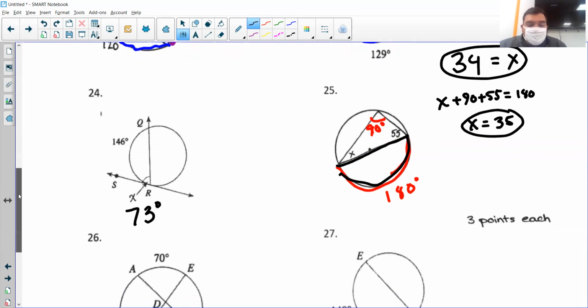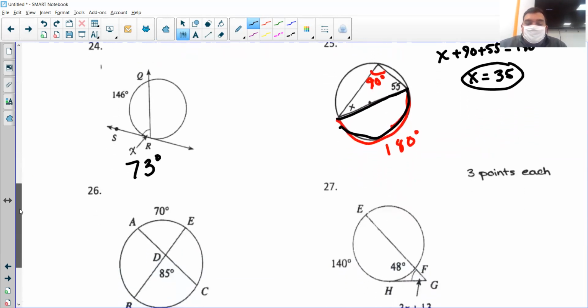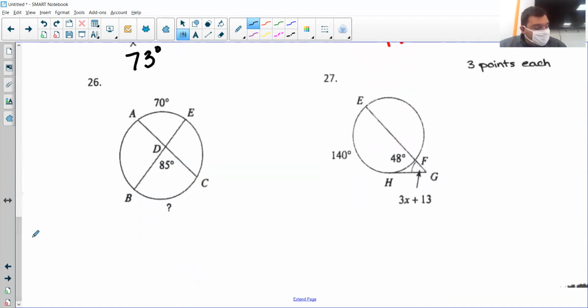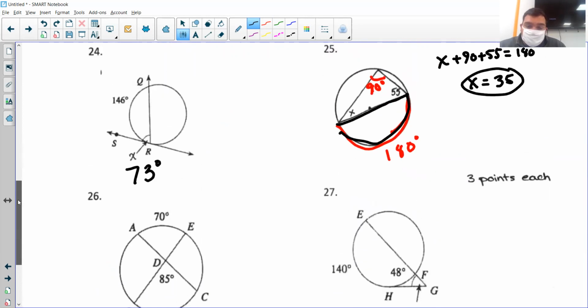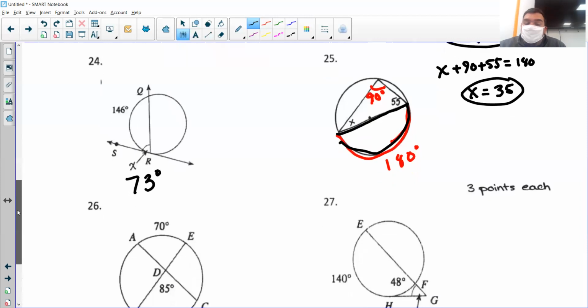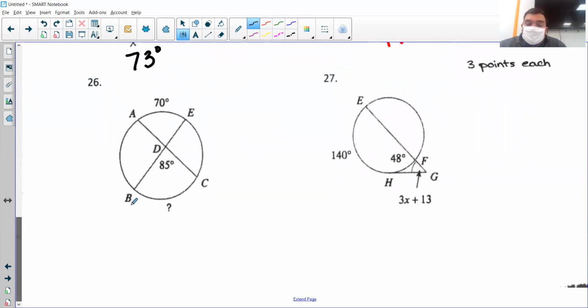If there is no dot on the test, I'll make sure I draw a dot. Is this the last page of the test? No, there's another one. Oh, wow, we've got time. For number 25, don't you do X plus 35 equals 180? No, 90 plus 55 plus X equals 180. Minus 55 and minus 90 also. Don't forget the 90. Then it'll be 35. All right, let's get this one down.